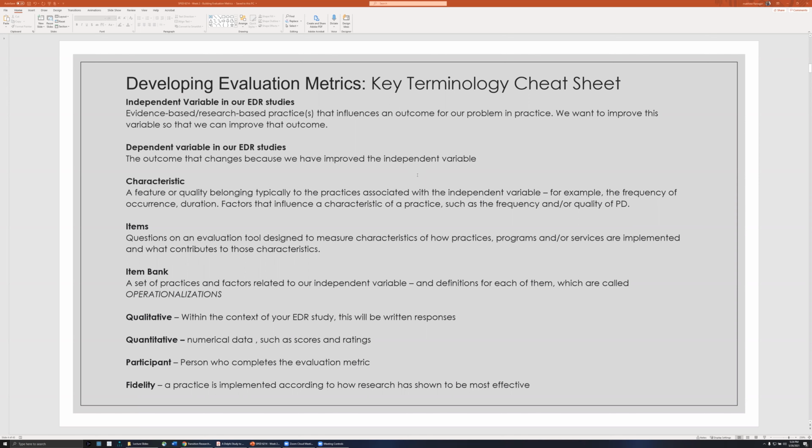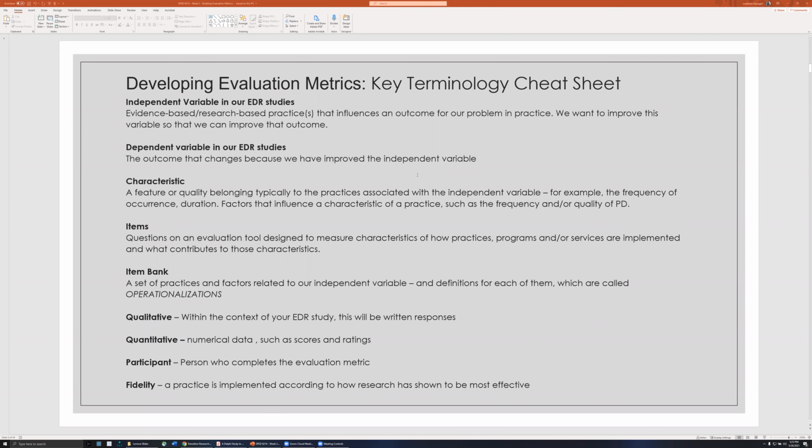The outcome is a dependent variable because it changes as a result of changing the independent variable. So you've got a practice, a program, or a service, some domain of practice. Let's give an example: my domain is work study, and I want to improve work study. When I do that, the outcome is that I have a higher percentage of my students gaining competitive integrated employment when they graduate my program. So that's my dependent variable. The independent variable is work study. It's what we do to provide work study for students.